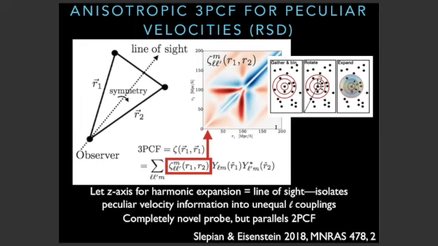So this is somewhat robust to wide angle effects, which are probably small anyways. And basically, you can isolate the peculiar velocity information into unequal L couplings, because an isotropic field will never generate an L-L prime coupling in this basis. So this is a completely novel probe of RSD in the 3-point function, but it does parallel the way that that's been thought about in the 2-point function already. And I'm working to actually perform such an analysis on BOSS data, pending graduate students getting things done.